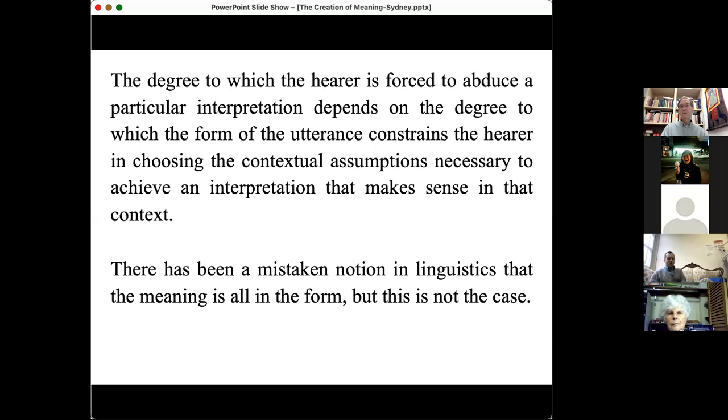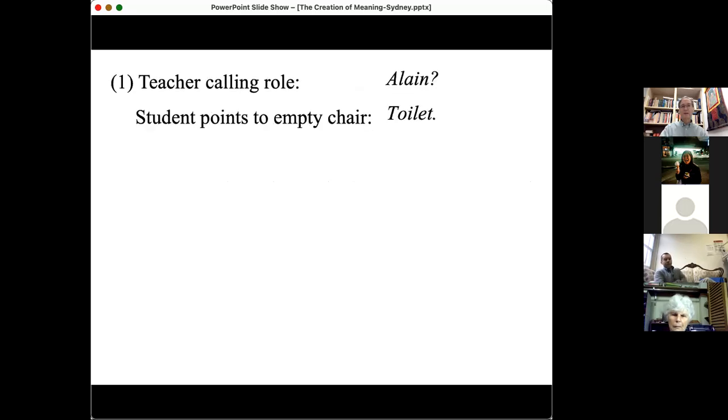The degree to which the hearer is forced to abduce a particular interpretation depends on the degree to which the form of the utterance constrains the hearer in choosing the contextual assumptions necessary to achieve an interpretation that makes sense in that context. There has been a mistaken notion in linguistics that the meaning is all in the form, but this is certainly not the case. Let me use another real example. One time I was calling roll and I called the name Alan, and a student in the back of the room just pointed at a chair next to him that was empty and said, toilet.